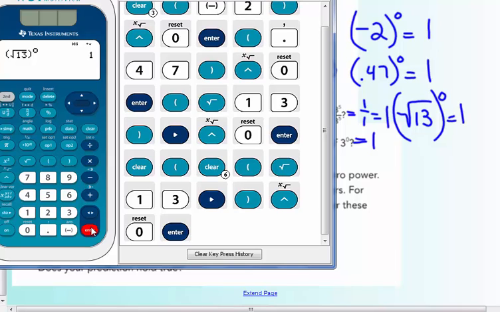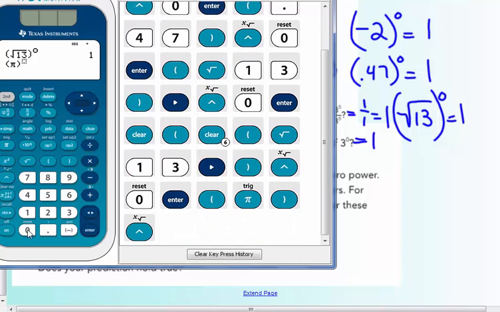Let's try another irrational. Let's just check. What's the most famous irrational number? Pi. Let's do pi. Close the parenthesis. Raised to the 0 power. Enter. Pi to the 0 power, the most famous irrational number, equals 1. I tried a negative, I tried a rational, I tried some irrationals. I bet any number raised to the 0 power is going to equal 1.